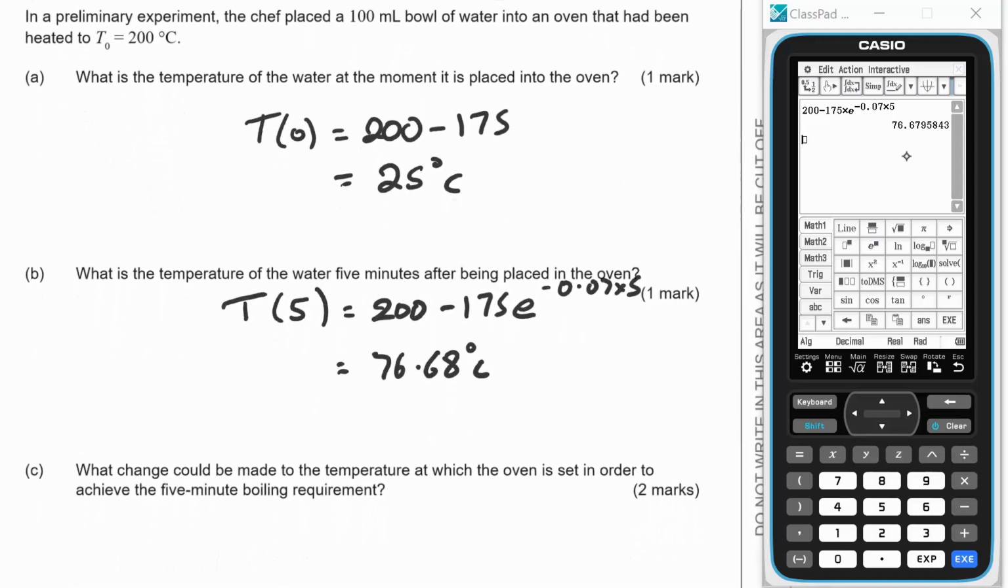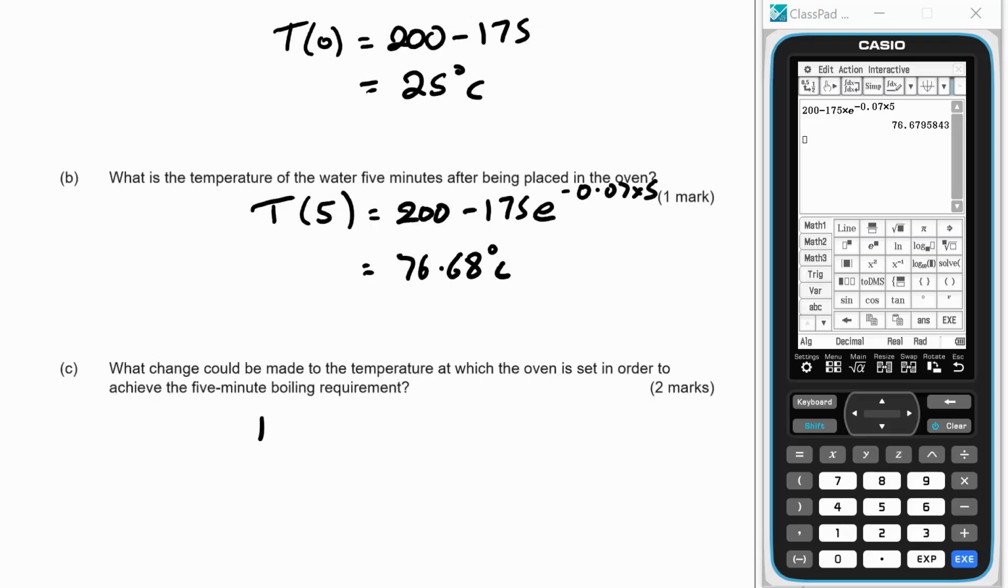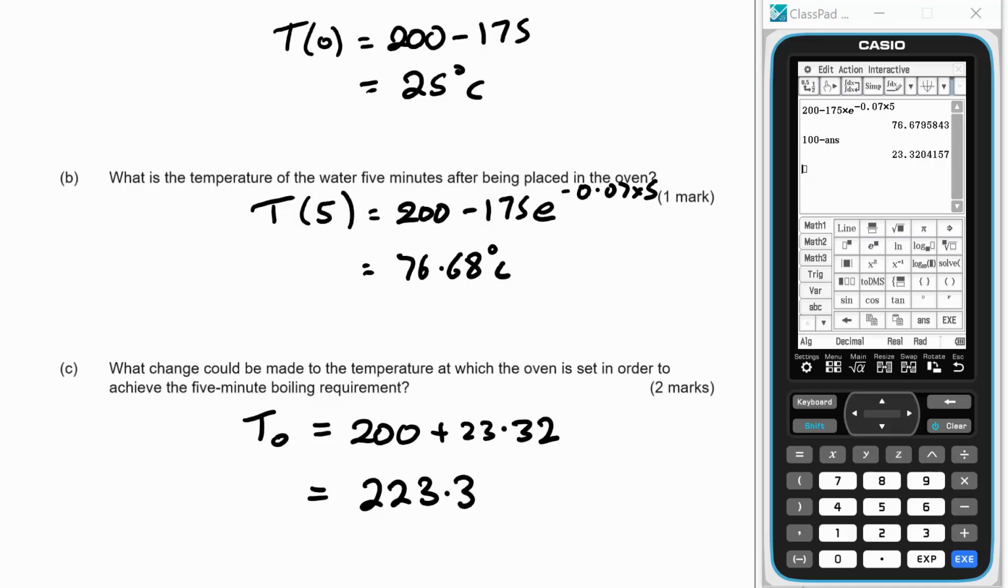What change could be made to the temperature at which the oven is set in order to achieve the 5-minute boiling requirement? So, in other words, what could we do to T0? Well, what's the short form here? So 100, take away our last answer, is 23.32. So let's add 23.32 to this, and then we get 223.32 degrees Celsius.